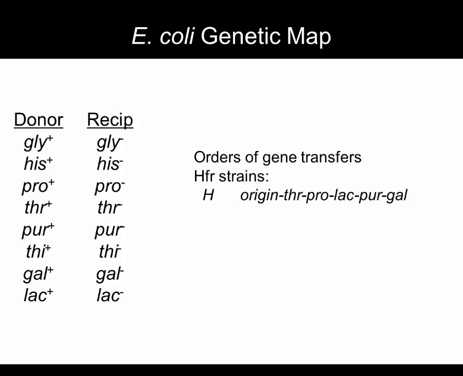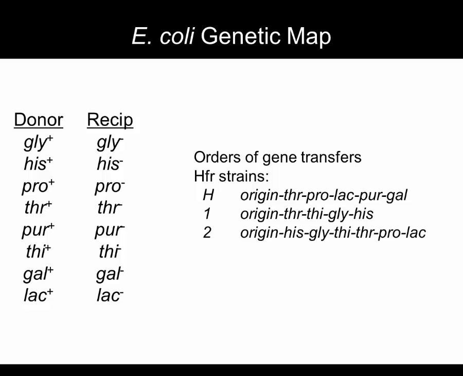We'll call one strain H. When we perform the interrupted mating experiment with H, we get the order of a few of the genes. Repeating the experiment with strain 1 tells us the order of a few other genes. Strains 2 and 3 give us yet more fragments. So how can we use this information to map all 8 genes along the chromosome? That feels like a good in-class activity.